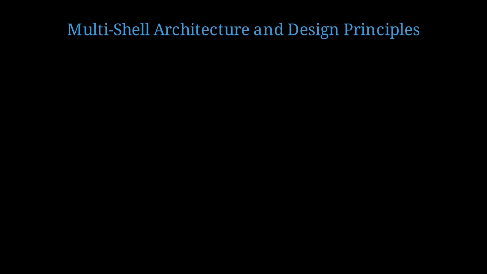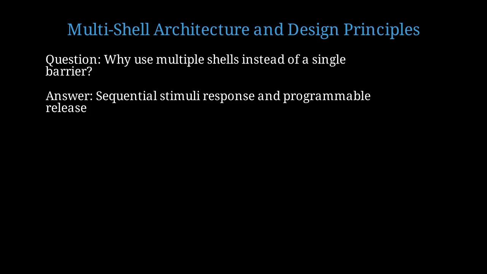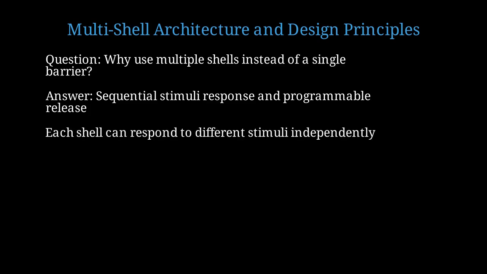Why do we need multiple shells? An important question arises: why use multiple shells instead of a single protective barrier? The answer lies in sequential stimuli response. Multiple shells allow us to program the capsule to respond to different environmental triggers in a specific order, creating sophisticated release profiles. Each shell can be engineered to respond to different stimuli independently. For example, the outer shell might respond to pH, while an inner shell responds to enzymatic degradation.